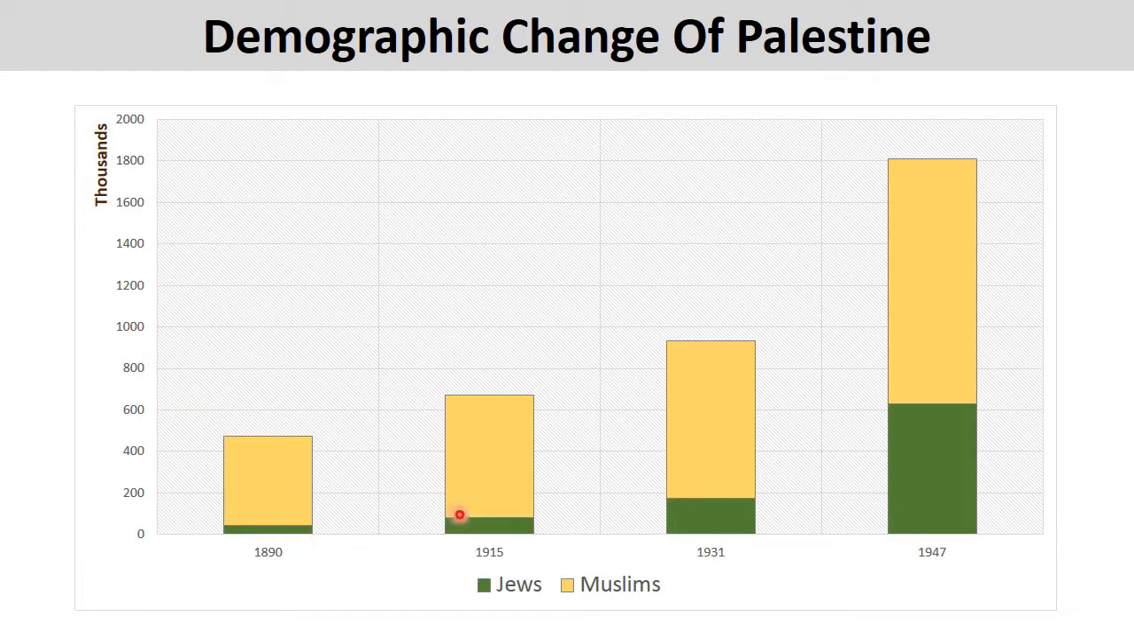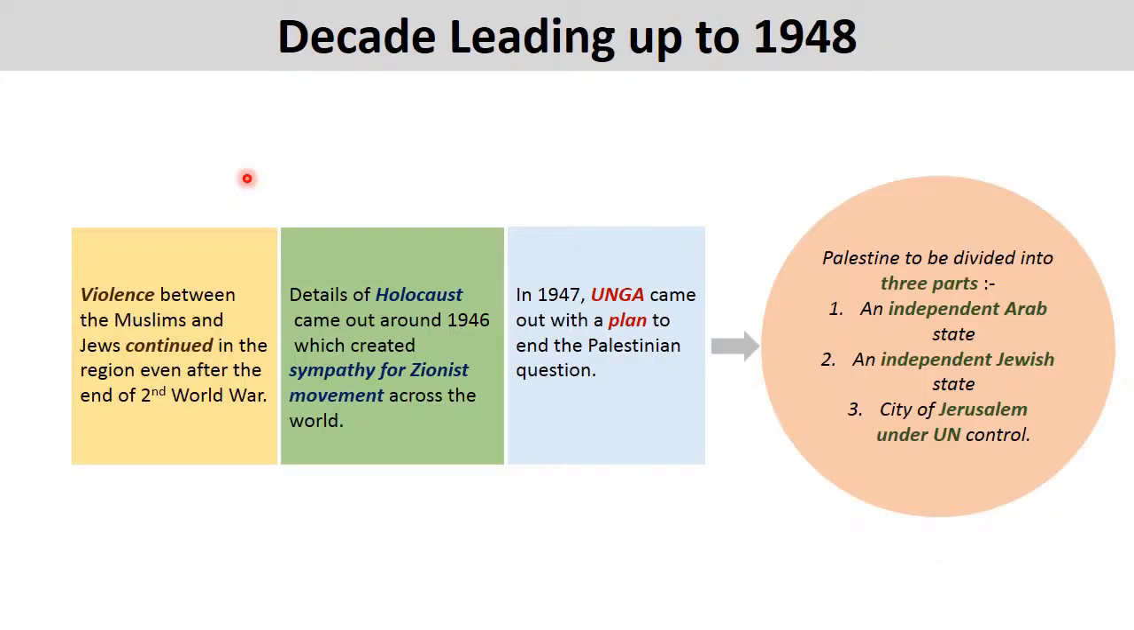In 1915, this increased to 12%. Okay, by 1931, this was 18%. And if you go to 1947, the Jews comprised 31% of the population of Palestine. So we saw that the demographic of Palestine changed considerably in the last slide.